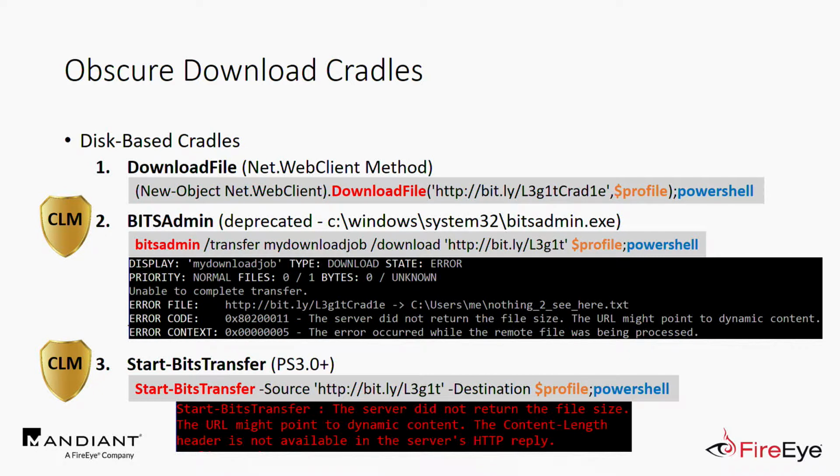With BITS, you might want to keep in mind there are certain settings on the server you're downloading from. It has to return the size of the file just because of how BITS works. So sometimes you'll get an error like this depending on where you're hosting your payload, so definitely check that out. Fun fact about BITS, and you'll see the CLM shield, that stands for Constrained Language Mode, which is an option you can have in later versions of PowerShell to basically lock down the available commands. And these both work in Constrained Language Mode. So even though you have CLM in place, there are still ways to download content in PowerShell.